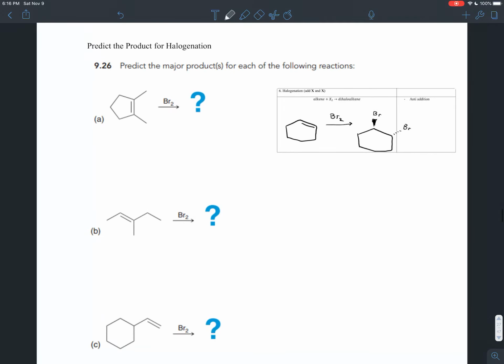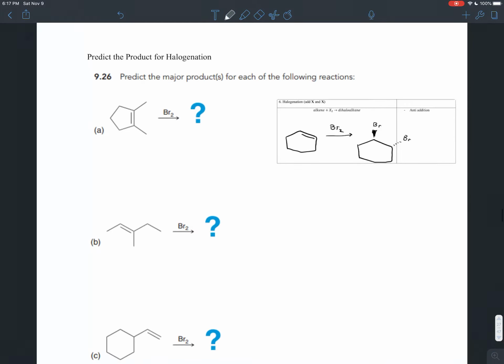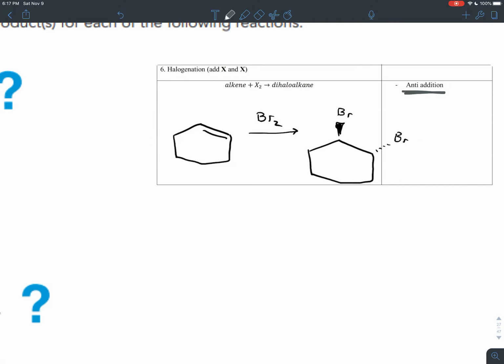So here we're looking at halogenation from the perspective of synthesis, hopscotching from the reactant straight to the product, just keeping a couple details in mind that we know from the mechanism. So for example here, it's anti-addition. So the two bromines or the two halogens that we add will add in facing in opposite directions, either coming out or going away from us.